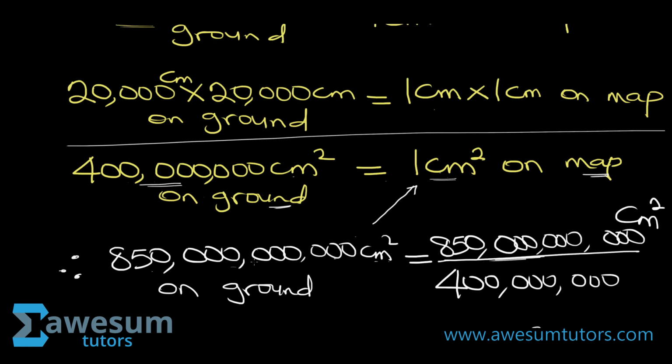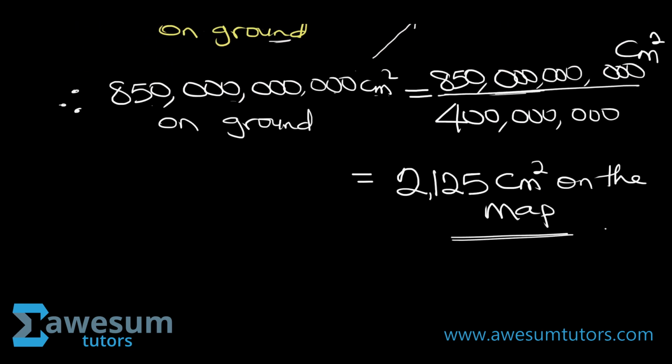In that case, what is 850 billion centimeter square going to give us? It's going to give you 850 billion times 1 divided by 400 million. And then our final answer is 2125 centimeters square on the map. How did we get that? All you have to do is to do this division right here.